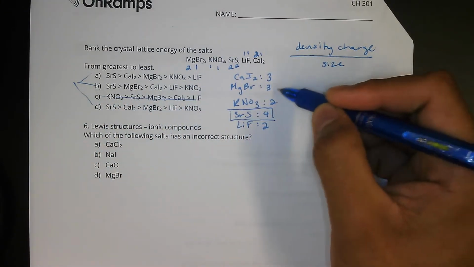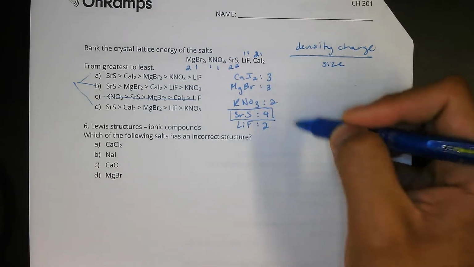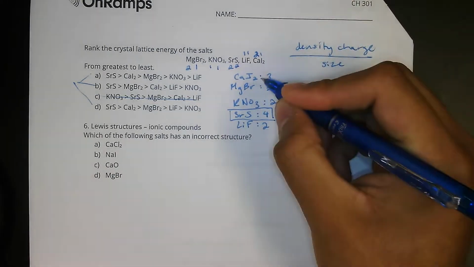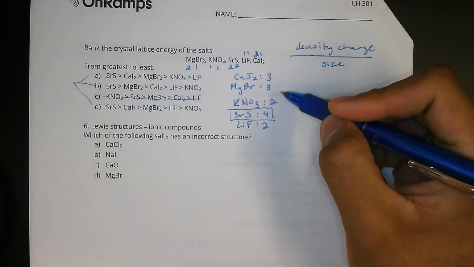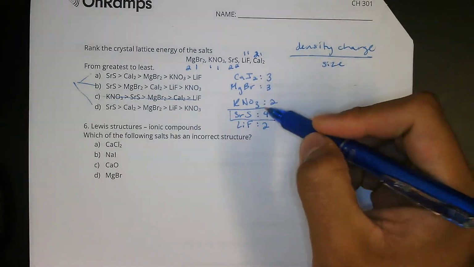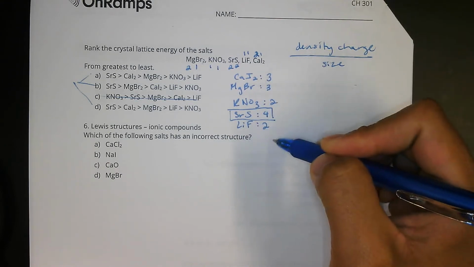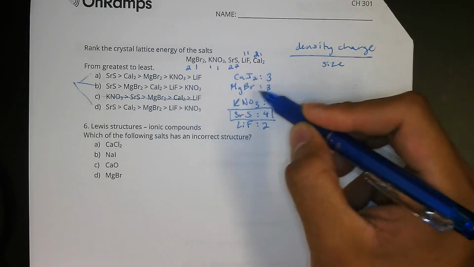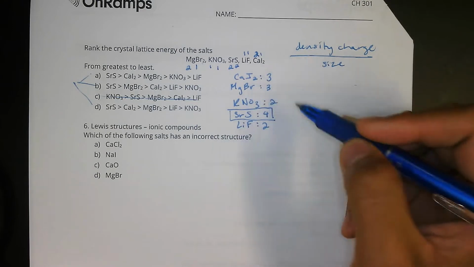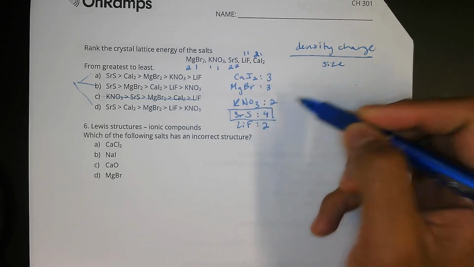Now I have 2 sets that have the same charge density. So calcium iodide and magnesium bromide have the same charge density, and potassium nitrate and lithium fluoride have the same charge density. I know that one of these 2 is going to go next, and then the other one will go after it, and then I know that these 2 will be last.